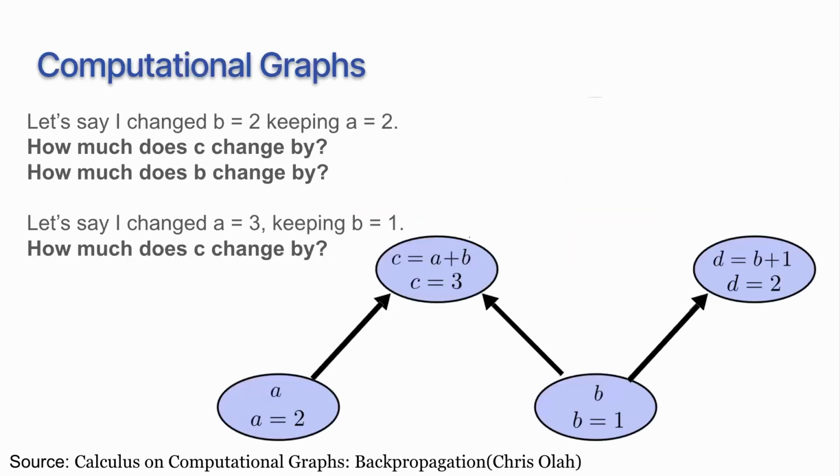Okay. And then the next question is, let's say we change B now. Let's say we change B to like B equals 2. How much does C change by, and how much does D change by in that case?